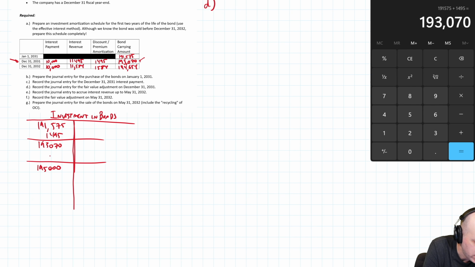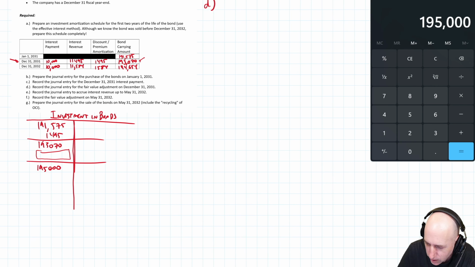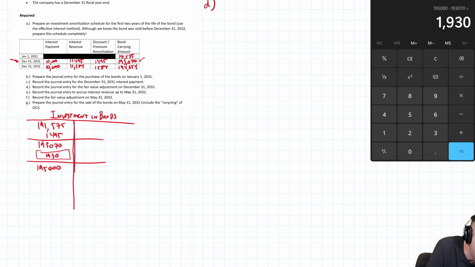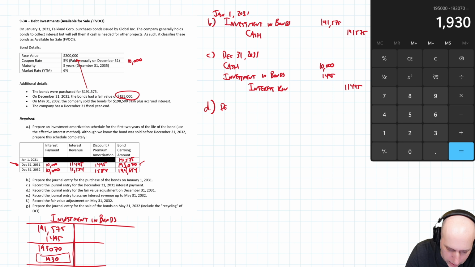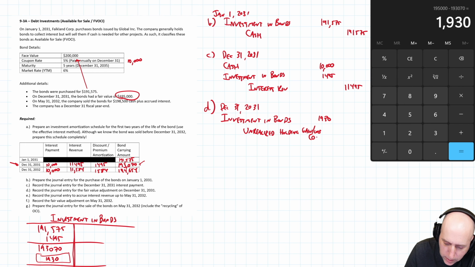I'm going to have to debit my investment by that missing amount. Well, what is it? 195 minus 193,070. 1930 is the missing amount. So let's do that journal entry. This also happens on December 31st, 2031. We debit investment in bonds. We just make our bond value go up by 1930. And we credit unrealized holding gain/loss.